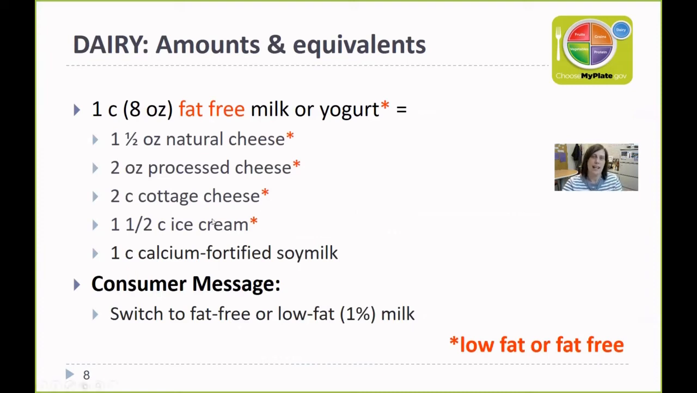And you might wonder, why is ice cream listed here? Isn't that one that we wouldn't want to get because it has higher amounts of sugar?